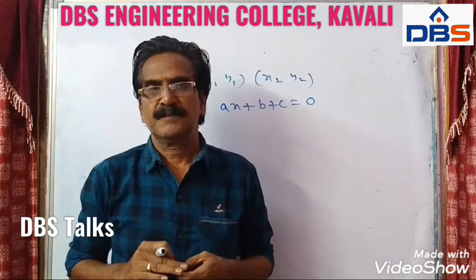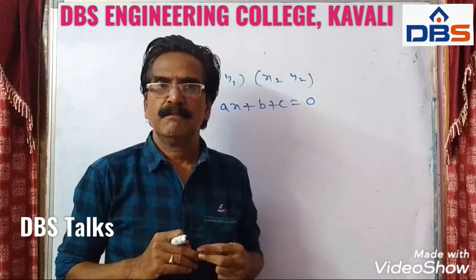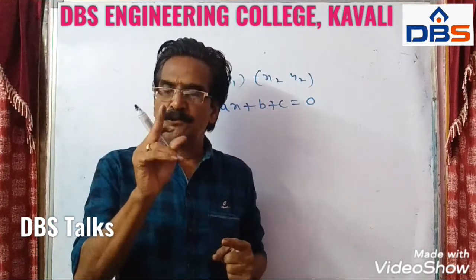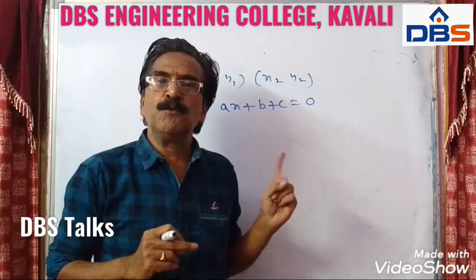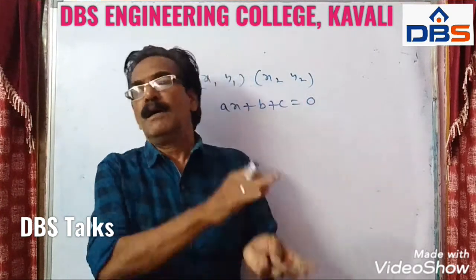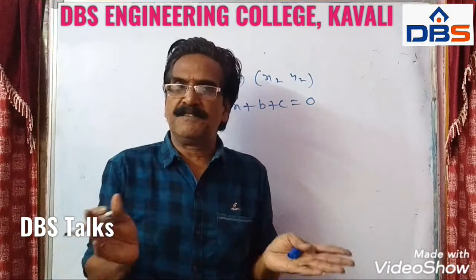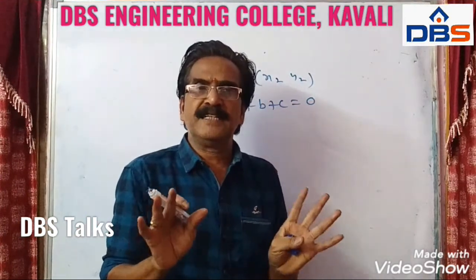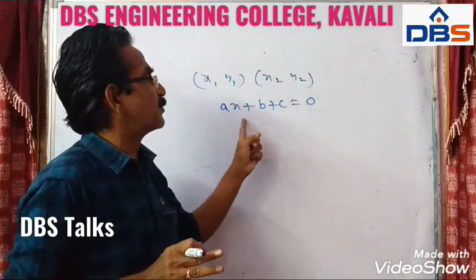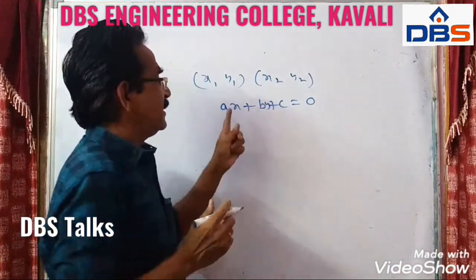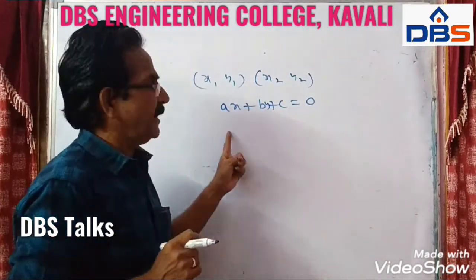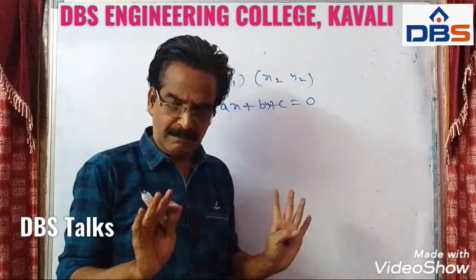This is the question. 2 points will be given and a straight line equation will be given. You have to find whether these 2 points lie on the same side of this line or either side, that is opposite side of this line. So for that friends, you just simply substitute x1 y1 and simply substitute x2 y2. That is, you find ax1 plus by1 plus c and ax2 plus by2 plus c.